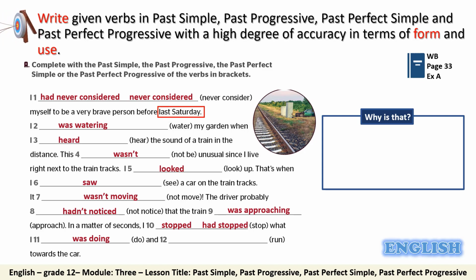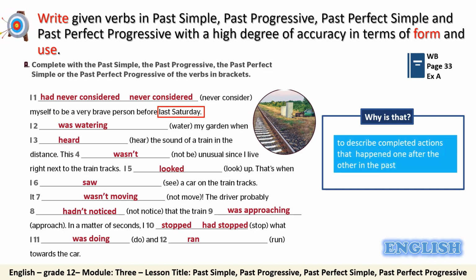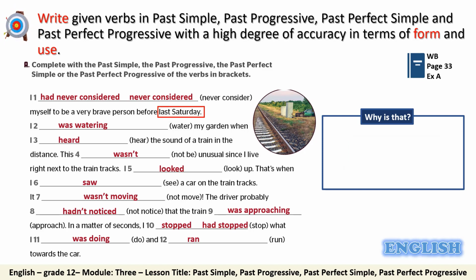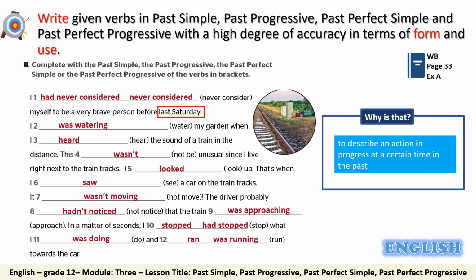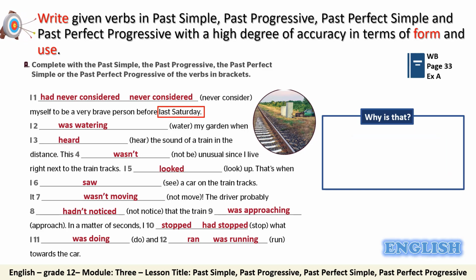For space 12, we should use the past simple tense. So the correct answer is, excellent, ran. And the reason is, excellent, the completed actions happened one after the other in the past. Also, we can write, excellent, was running, referring to an action which was in progress at a certain time in the past. Very good.